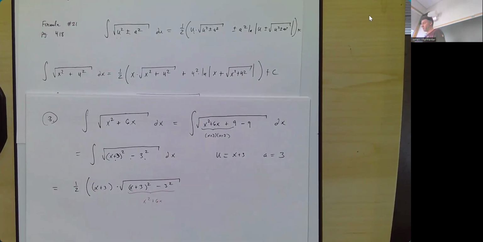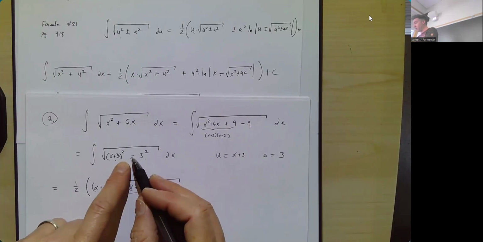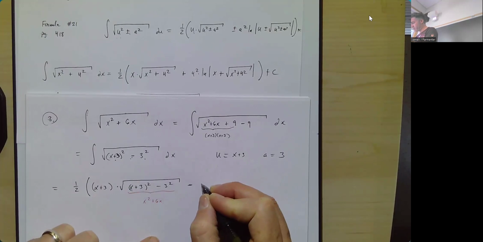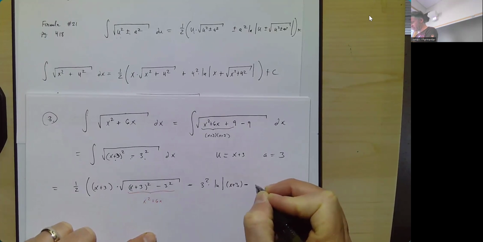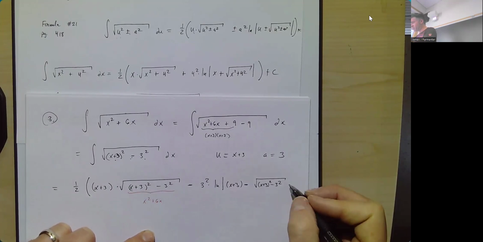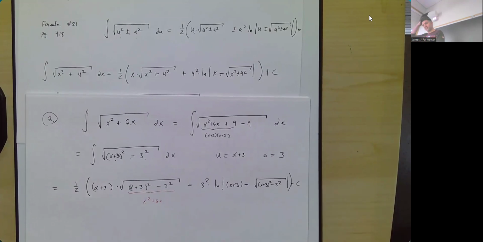They're literally the same. And then it's going to be a minus because I have a minus there. So it's going to be minus a squared times the natural log of u minus the square root of u squared minus 3 squared, plus c. That's it.